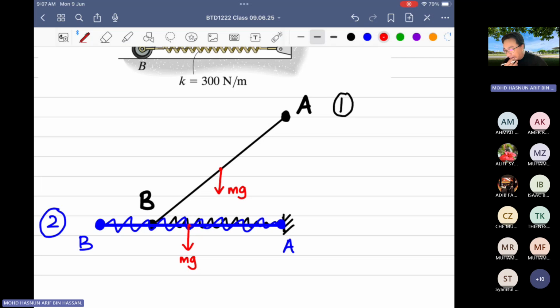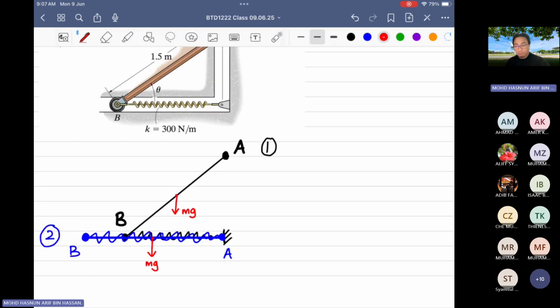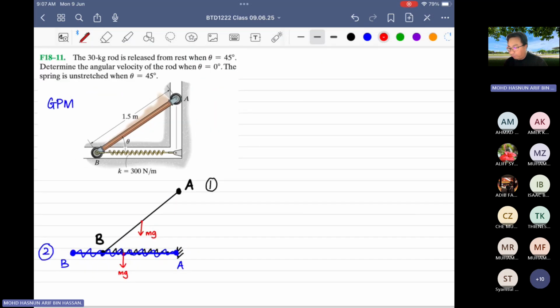And then we also have the work done by the spring. Okay, the spring is at 45 degrees. It is initially unstretched. We can read here, the spring is unstretched when theta is 45. So initially, at position 1, the spring is unstretched. Now we need to find what S2 is, when the rod is at position number 2.